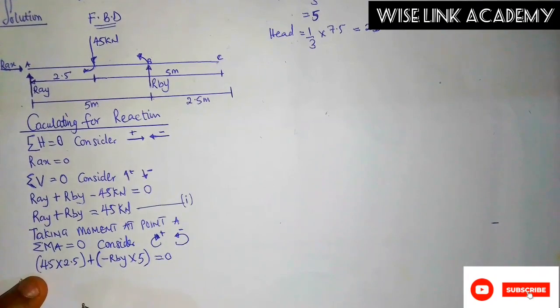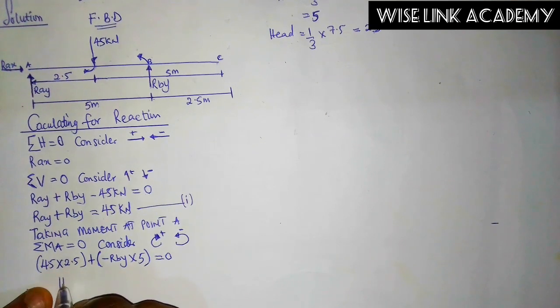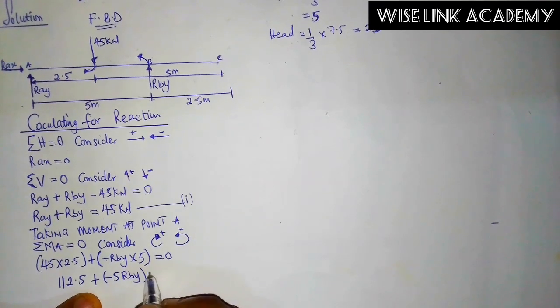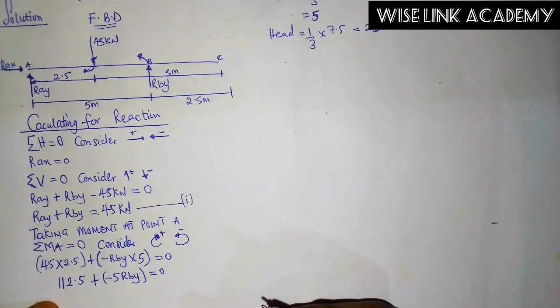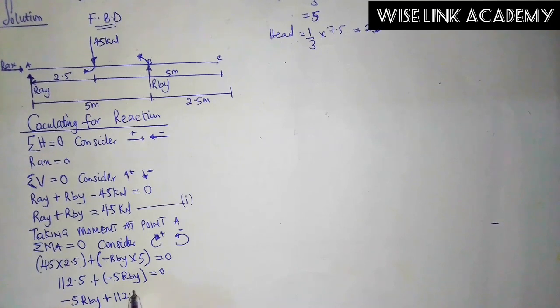So if I work on this, 45 times 2.5, I'll be having 112.5 plus open bracket minus RBY times 5, minus 5 RBY is equals to 0. So mathematically, I'll be having minus 5 RBY plus 112.5 is equals to 0, isn't it? Because plus and minus is minus. So minus 5 RBY. There's an invisible plus here. So this is it here, is equals to 0. So let me show you what I'm doing.